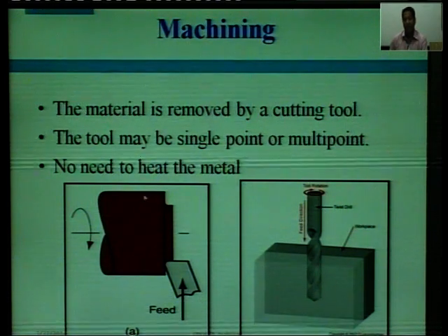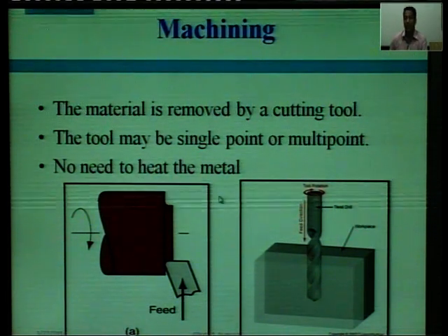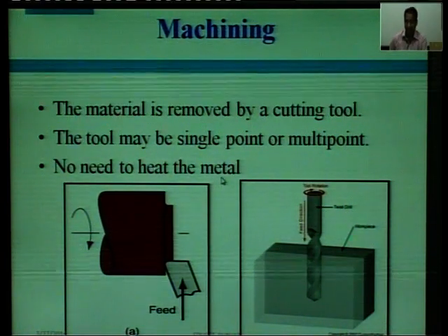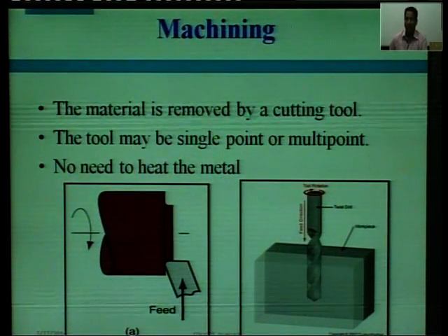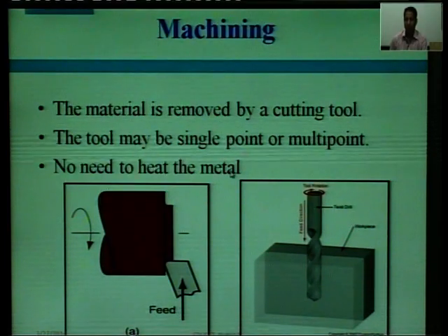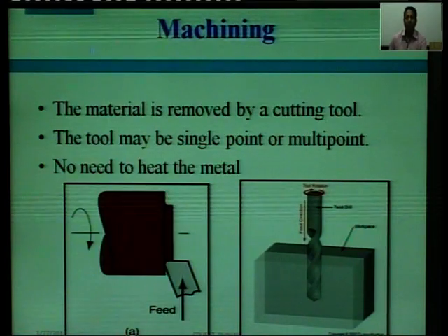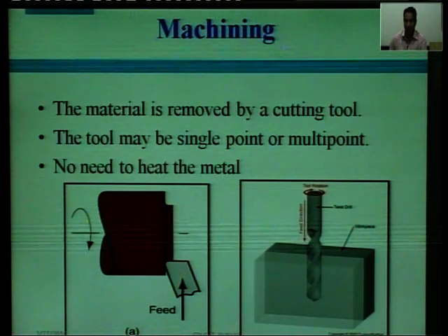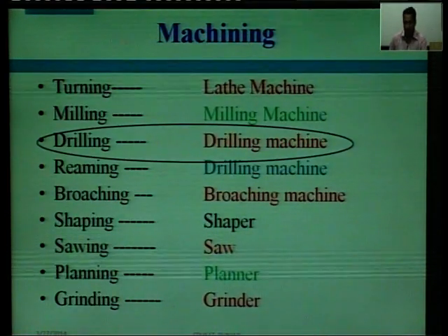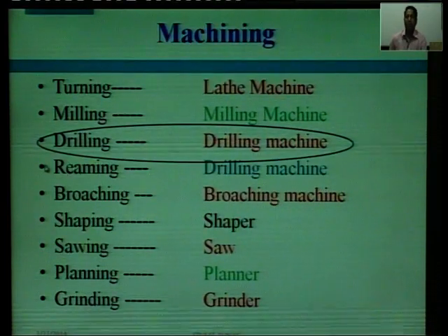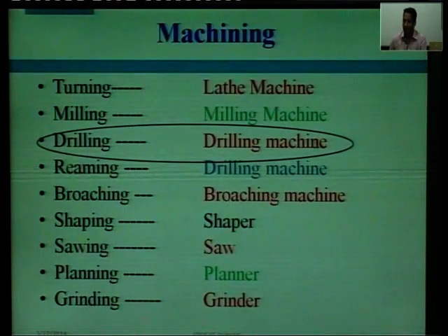No need to heat the metal, as in the case of metal casting. We need the heating of the metal, pouring of the metal into the mold cavity, but here in machining there is no need to heat the metal. So we have seen the lathe machine, we have seen the milling machine. So our today's topic, my dear friend, is drilling.